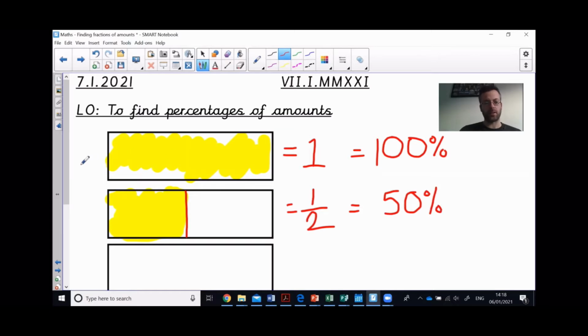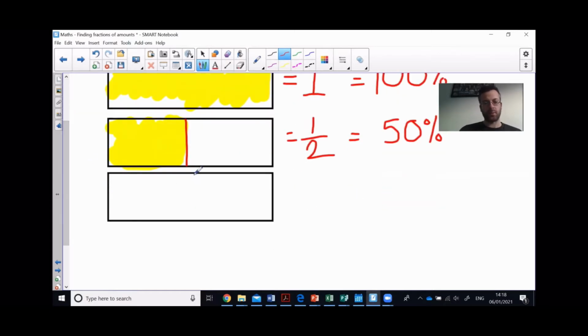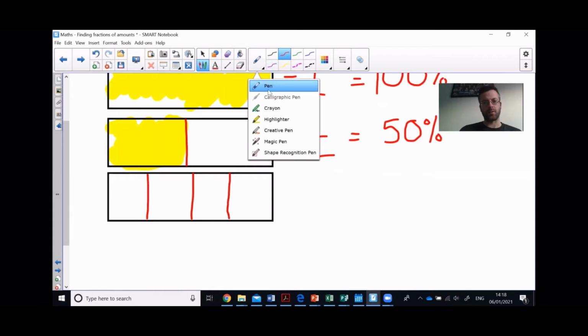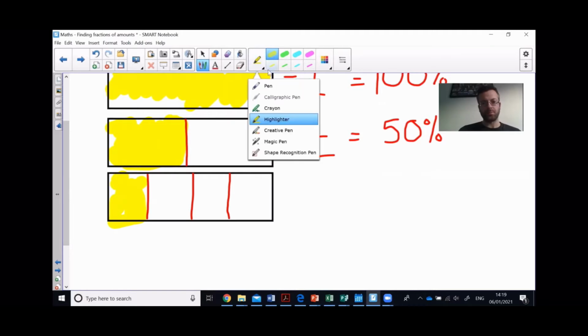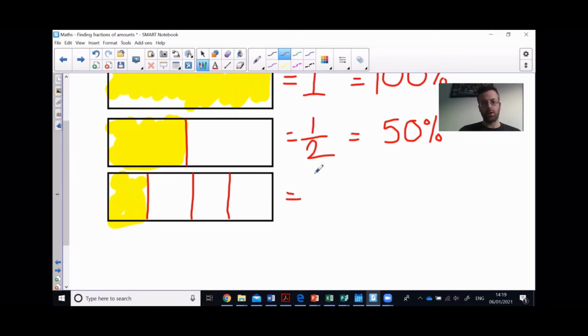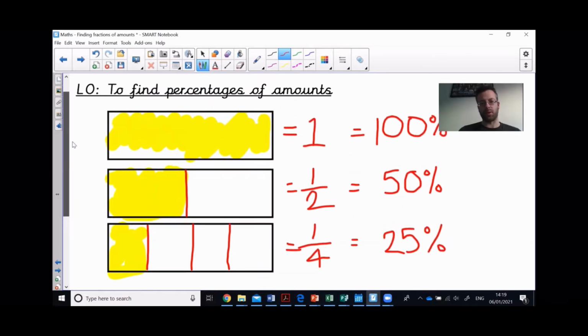And then let's move down and look at this last one. Let's say that I split this into 4. And I colour in this first bit. You'll hopefully agree with me that I've shaded in 1 out of 4, and we call that a quarter. Well, if I've split that 100% into 4, then you'll hopefully agree with me that I've got 25%. Now we can use this knowledge to help us find percentages of problems.